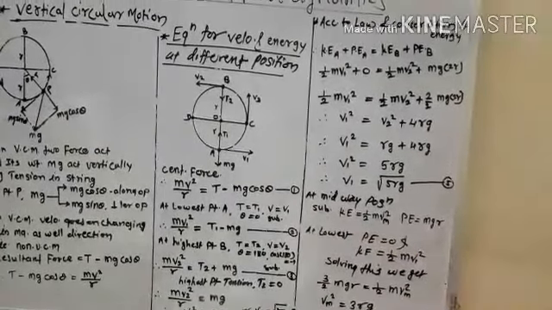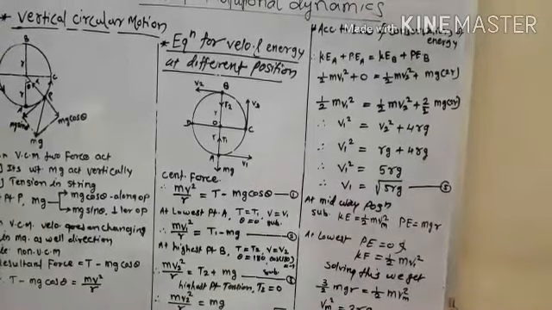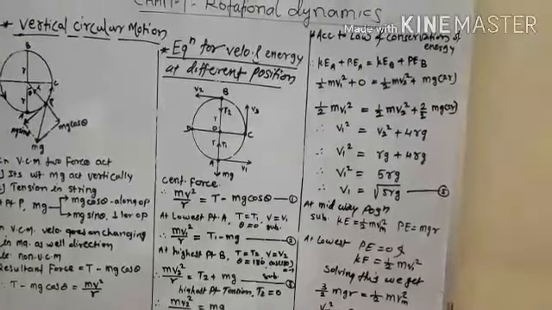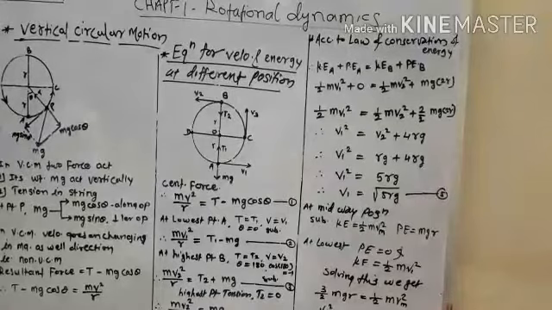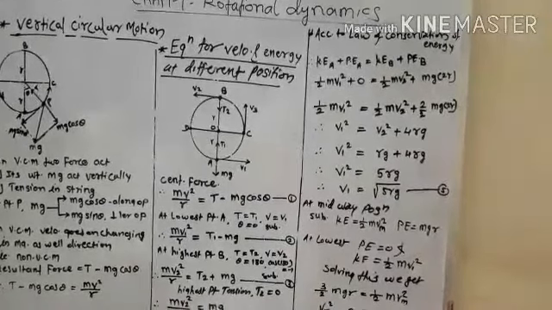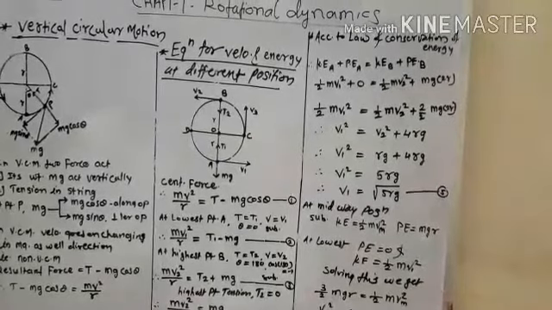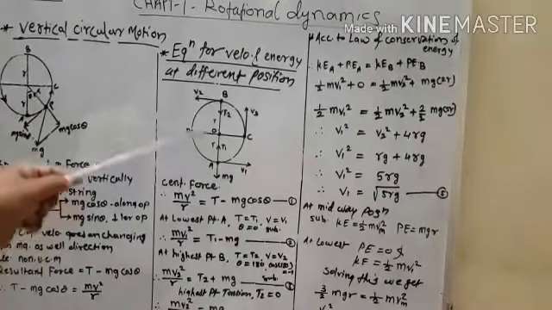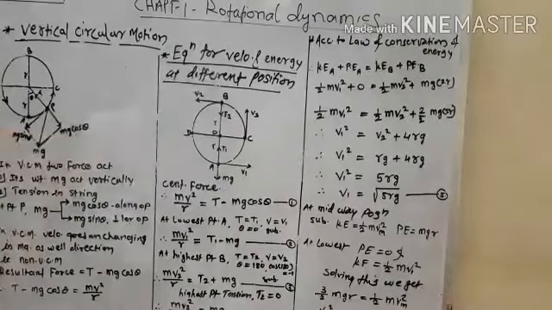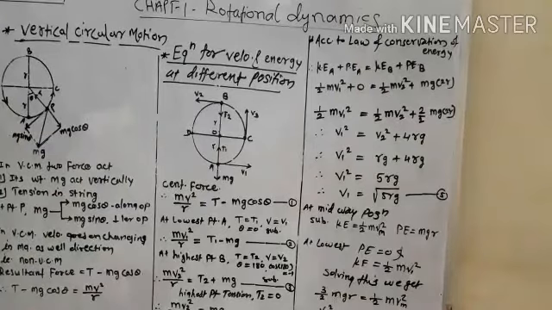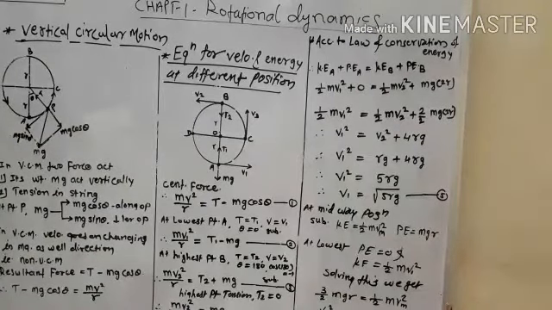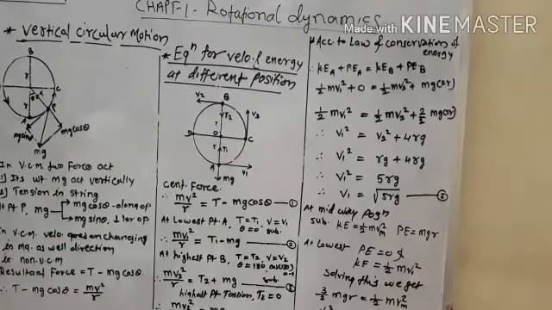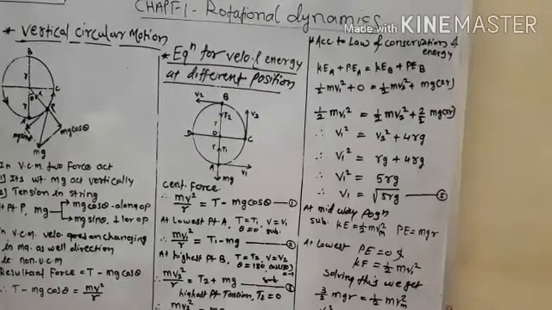Then we also have to find V1 and V3, that means the midway point. How can we find V1 at the lowest point? For that purpose we use the law of conservation of energy, because we have to consider the energy at point A as well as at point B. By the law of conservation of energy, energy is neither created nor destroyed, and can be converted from one form into another.